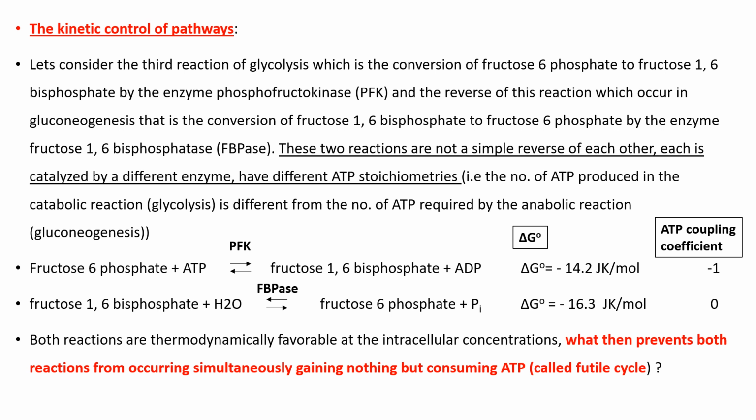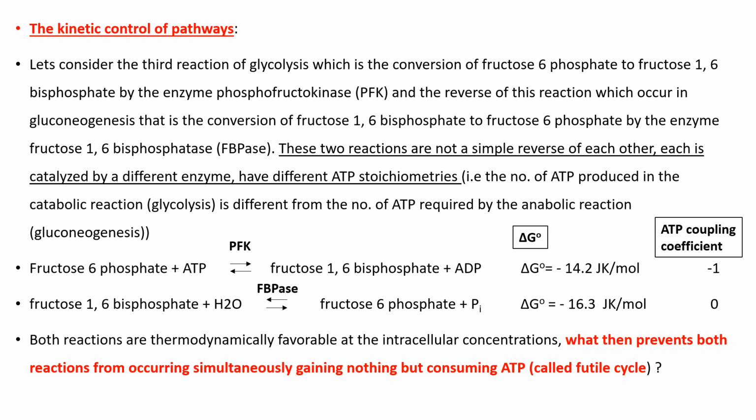Different ATP stoichiometry means that the number of ATP used in the catabolic reaction, glycolysis, is different from the number of ATP required for the anabolic reaction, gluconeogenesis. So we have written these two reactions with their respective ΔG°' and ATP coupling coefficient. The ATP coupling coefficient of the first reaction is -1 because one molecule of ATP is consumed. In the second reaction, which happens in gluconeogenesis, the ATP coupling coefficient is 0 because ATP is not involved. Both reactions are thermodynamically favored at intracellular conditions and concentrations.